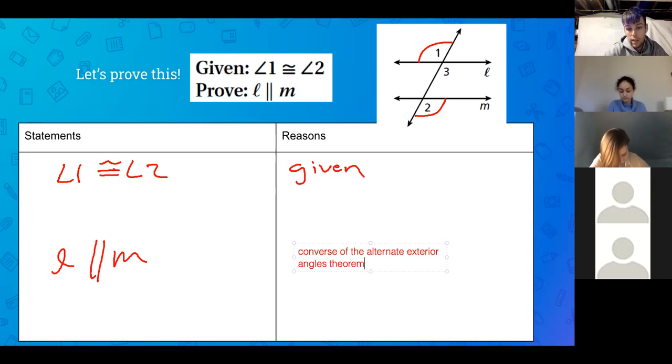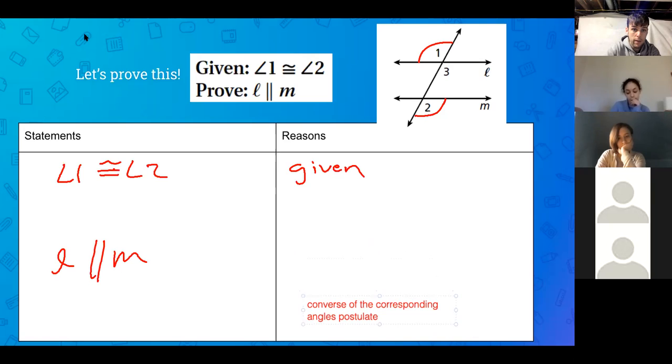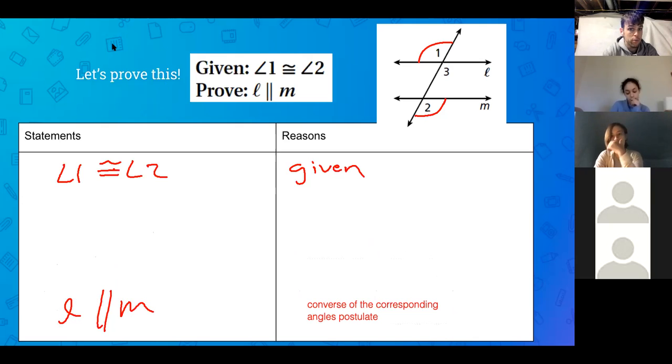If we didn't want to use this theorem, and we wanted to instead use the corresponding angles one, we could do it that way too. So we could do the converse of the corresponding angles postulate. We could do this one as well, but it's going to require a few more steps. So I'm going to do it this way because otherwise it's sort of a trivial proof, right? It's almost done for us already.